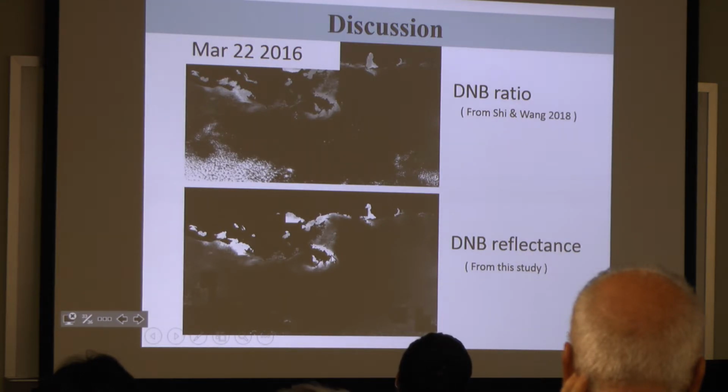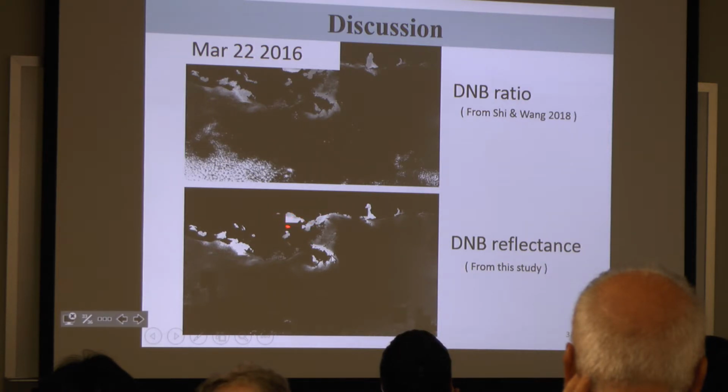Comparing these two methods, both can observe sediment plumes at night. However, there is some uncertainty in both methods. The diffuse glow or diffuse light from the city in the coastal regions is found to enhance daylight band radiance. This leads to another uncertainty when estimating turbidity.